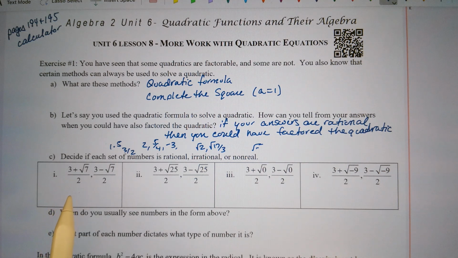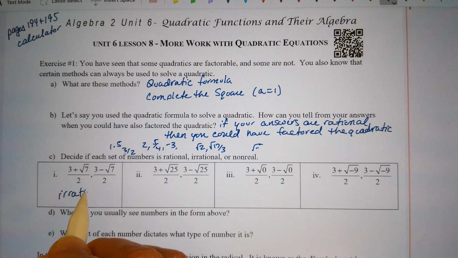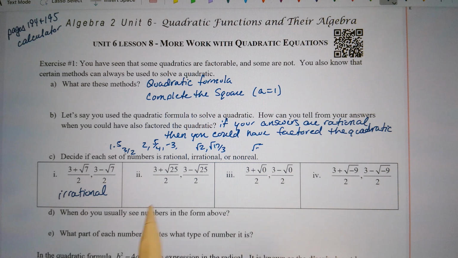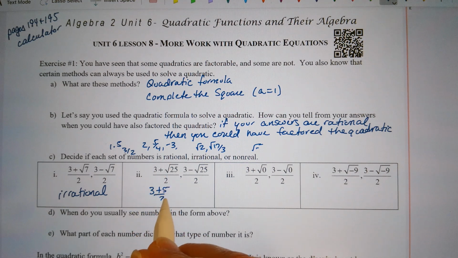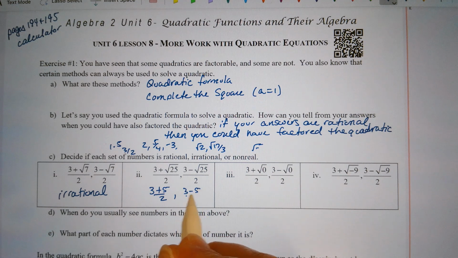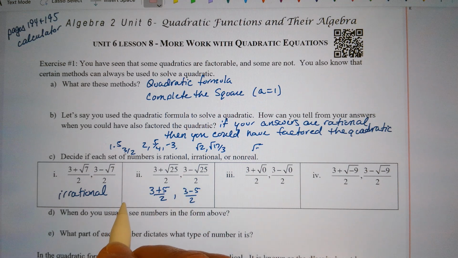So 3 plus the square root of 7 all over 2, and 3 minus the square root of 7 all over 2. Since the square root of 7 is irrational, then this whole set is irrational. The next one, 3 plus the square root of 25 over 2, 3 minus. Yeah, this is rational because the square root of 25 is 5. So this is the same as 3 plus 5 over 2, 3 minus 5 over 2, which is going to produce rational results.